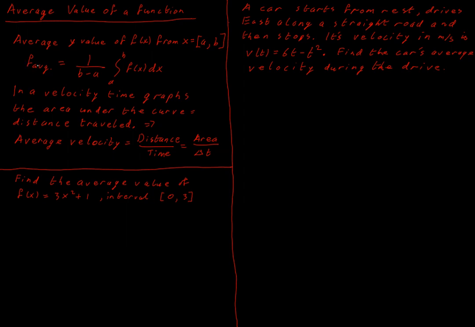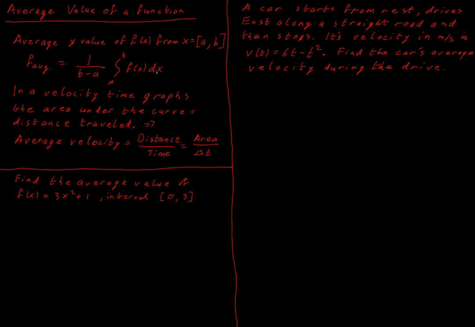The average f, which I will often write as f average or FAVG, is equal to 1 all over the interval effectively from b to a, so the difference between our highest and lowest value of our interval, multiplied by the integral from a to b of our function.